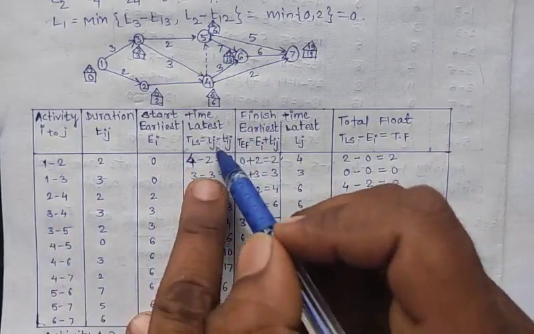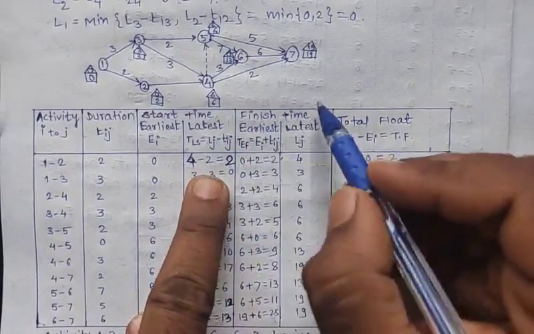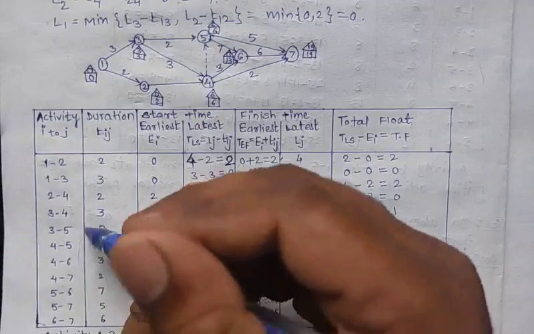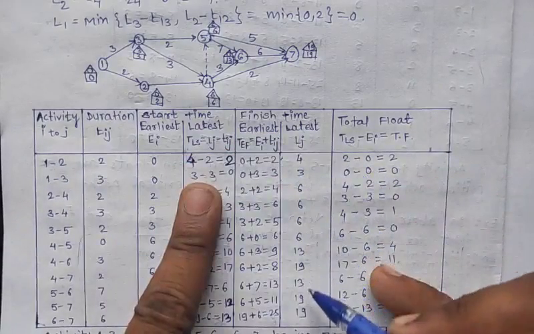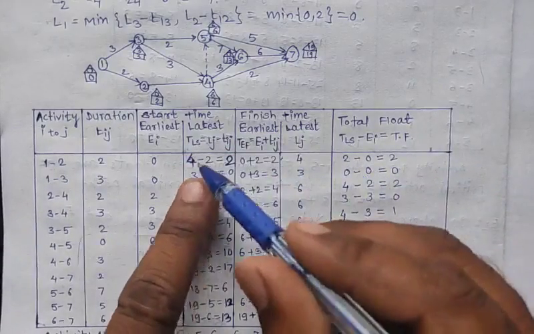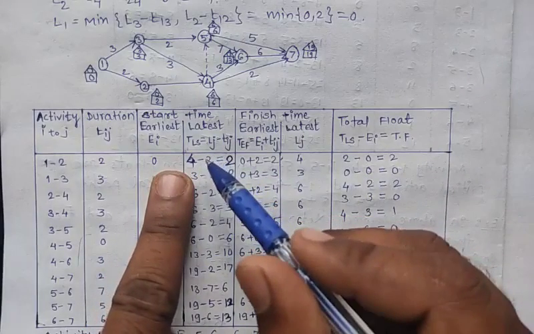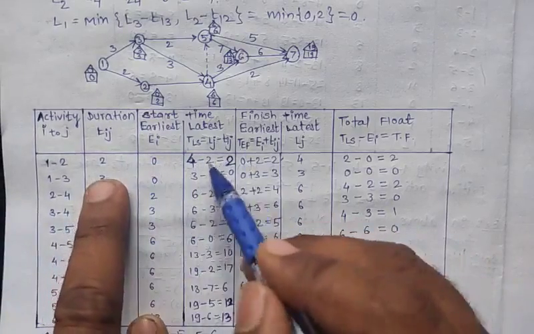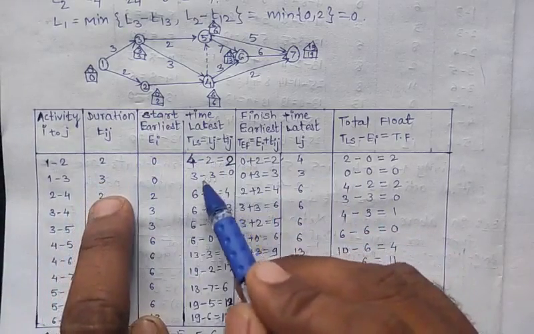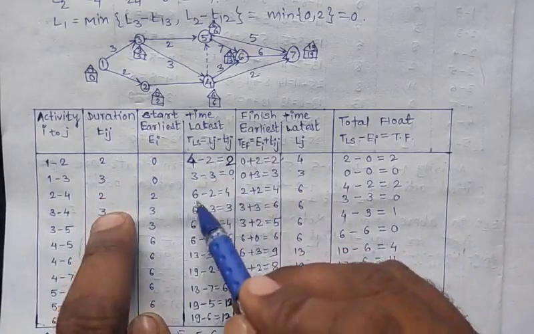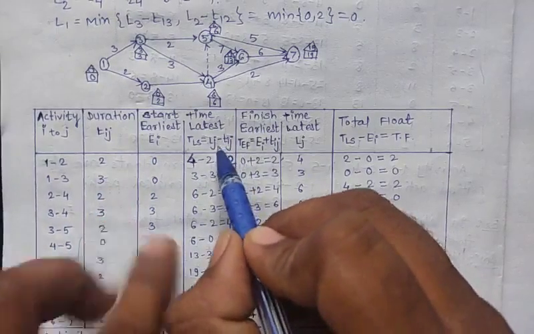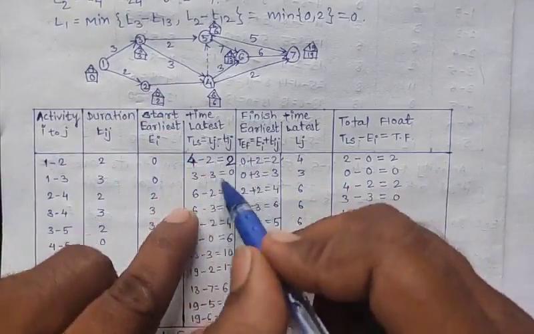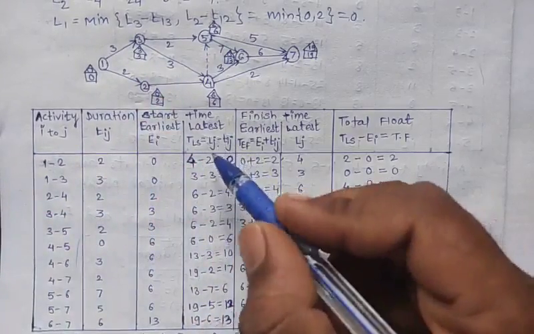Now the latest time has the formula Lj. So this second event is the jth event, so calculate Lj. So these are the Lj values. Okay, so Lj minus Tij. So Lj minus this duration: 4 minus 2 which is 2, 3 minus 3 which is 0, 6 minus 2 which is 4. So this is Lj for the jth event. So calculate the Lj value and subtract this, we get this TLS.